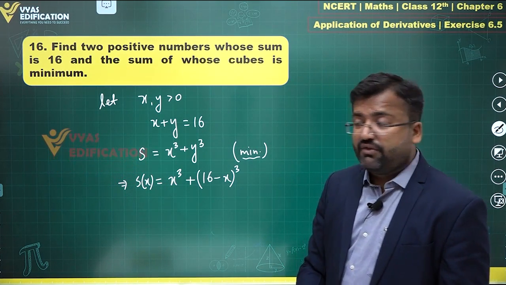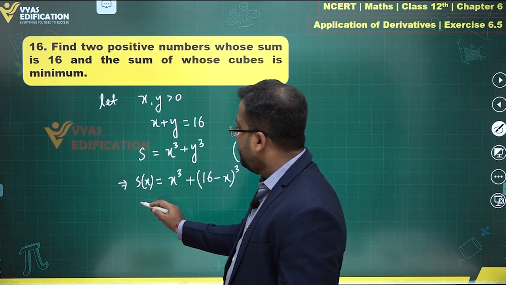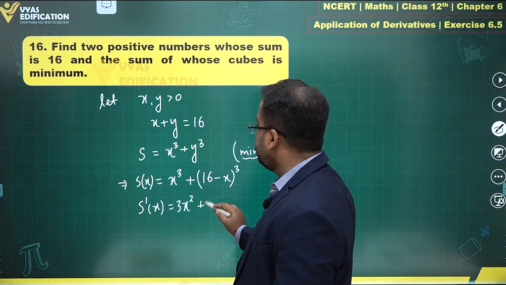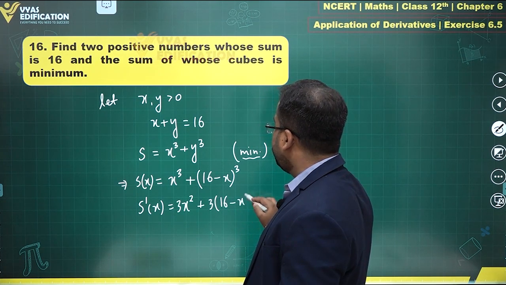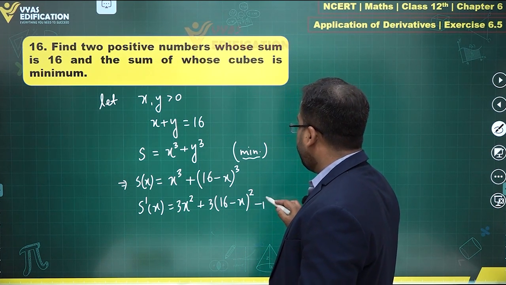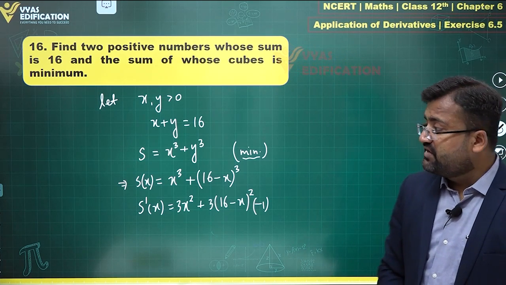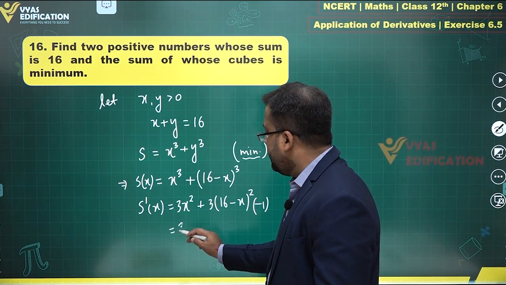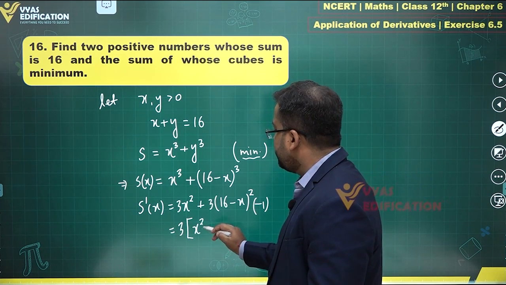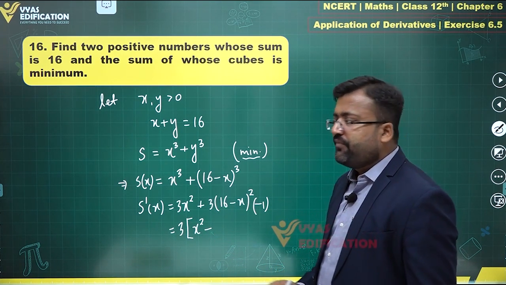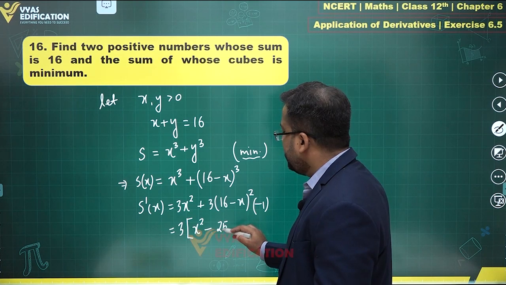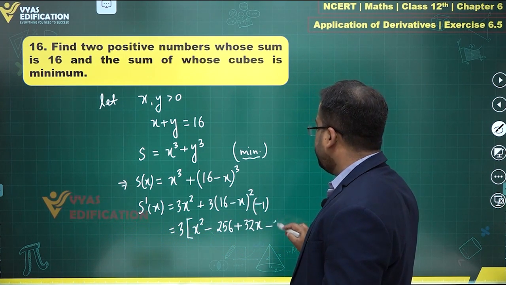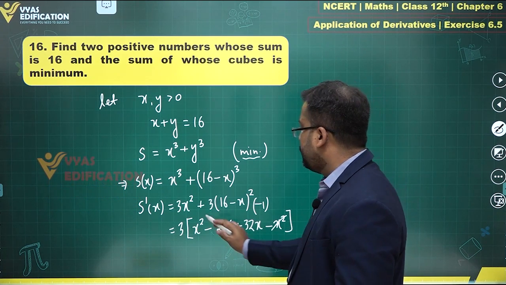Now we can differentiate. S prime of x is equal to 3x squared plus 3 times (16 minus x) whole squared times minus 1, since the derivative of 16 minus x is minus 1. This is what you get. Okay, and 3 can come out common. This is x squared minus (16 minus x) whole squared. What is that? 16 squared is 256, minus of minus will become 32x, with a plus, and minus x squared is what I get. In the bracket, the x squared terms go.